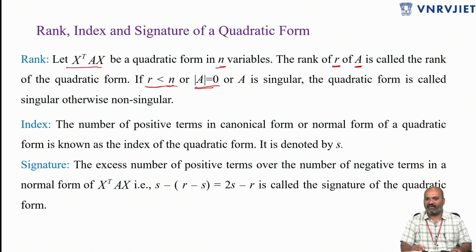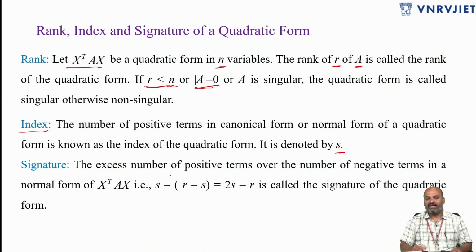A quadratic form will be given. We have to reduce it to canonical form. After reducing it to canonical form, identify how many positive coefficients are there in the expression. How many positive terms are there? That is called the index of the quadratic form. Generally, we denote the index by small s.